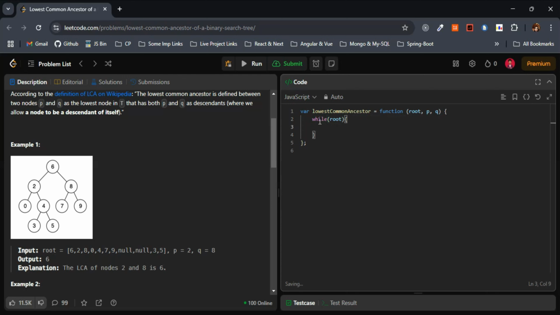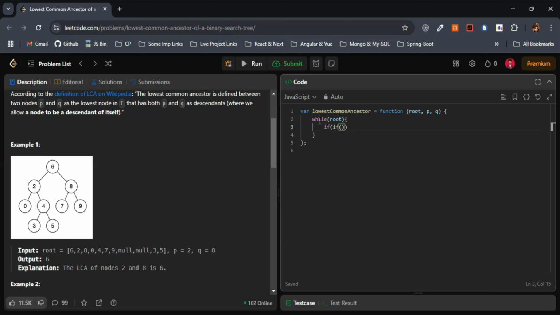Then what we'll do, we are just traversing over this BST iteratively. If the value of P is less than the value of the root, and if the value of Q is less than the root value, then we are considering both P and Q are smaller. So we will move the root. We are moving left, right?